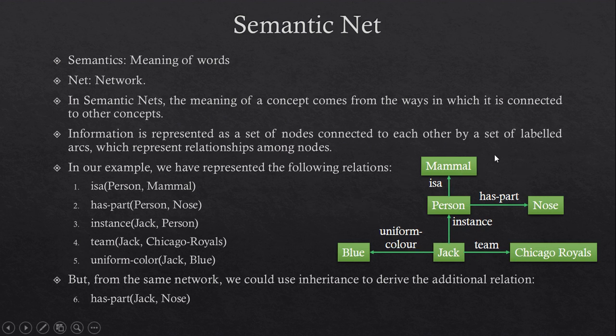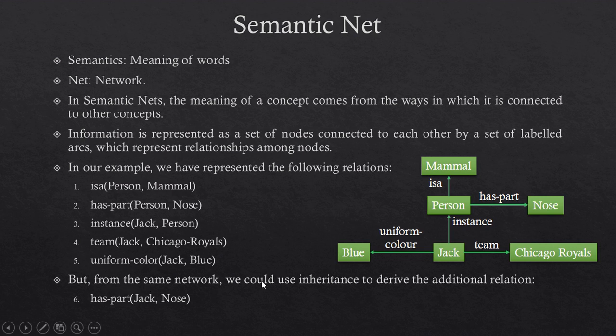In our example, we have represented the following relations. Is a, person, mammal: person is a mammal. Has part, person, nose: person has a part called nose. Instance, Jack, person: Jack is an instance of a person class. Team, Jack, Chicago Royals: Jack belongs to the team Chicago Royals. Uniform color, Jack, blue: Jack has a uniform color blue.